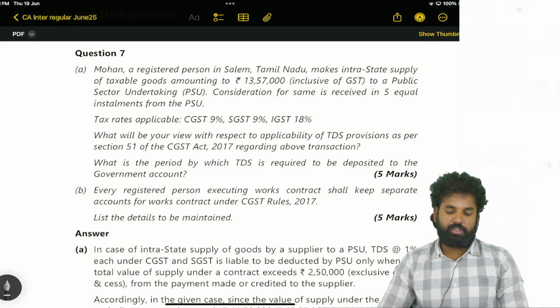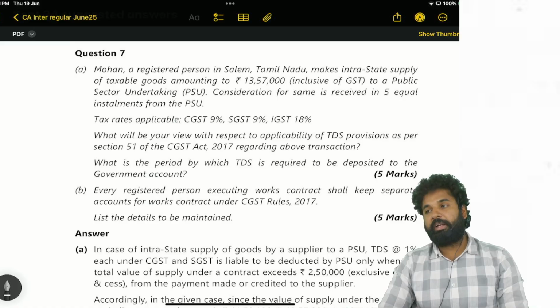What is the period by which TDS is required to be deposited to the government account? When shall it be deposited? By the 10th of the next month it shall be deposited.